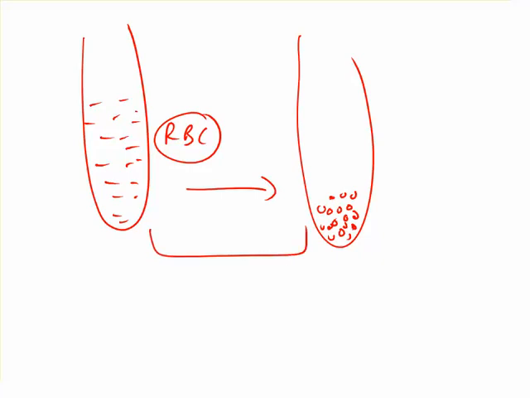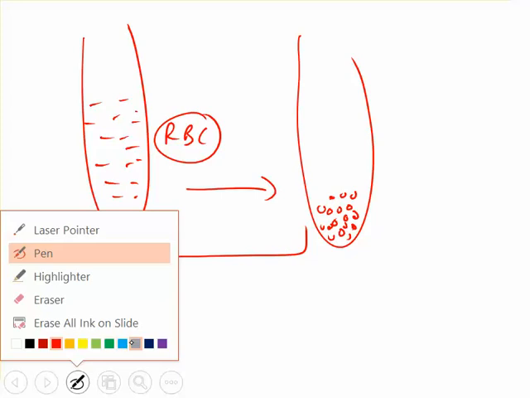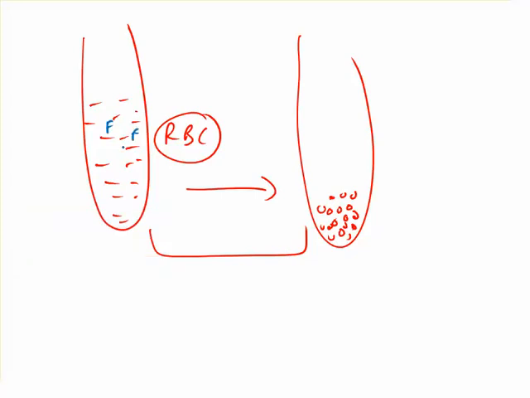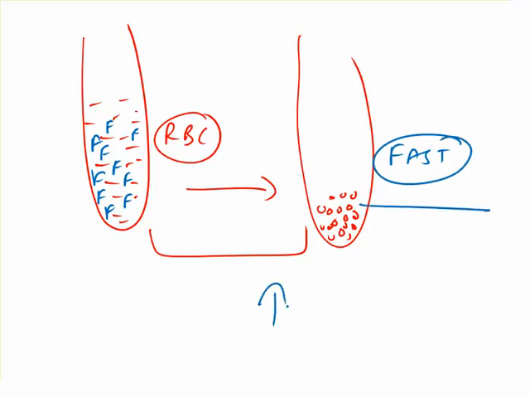If the person is having more fibrinogen in the blood, what happens? The RBC settling will be fast. So if it is like this, then the fibrinogen is more. So we measure it indirectly.